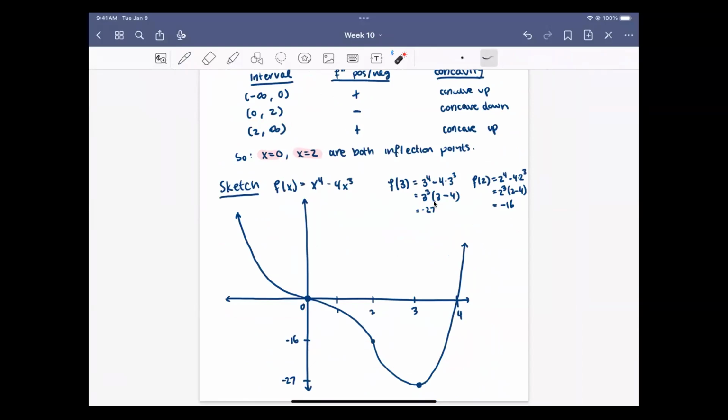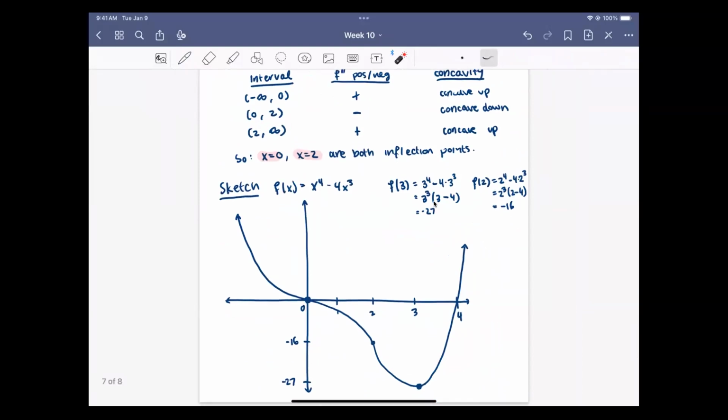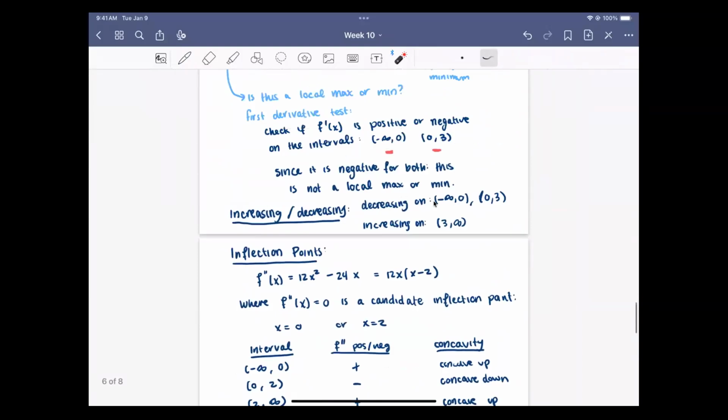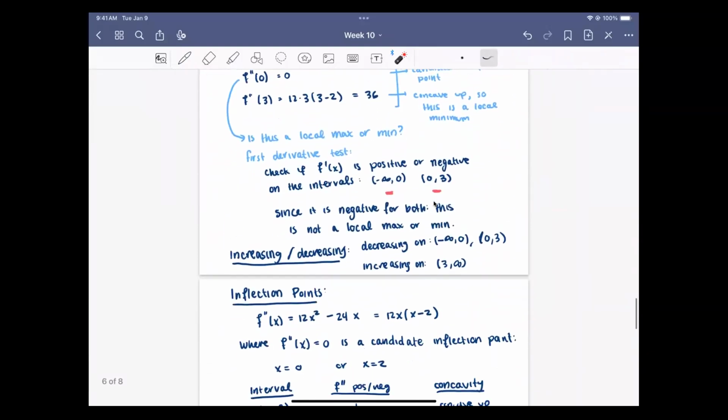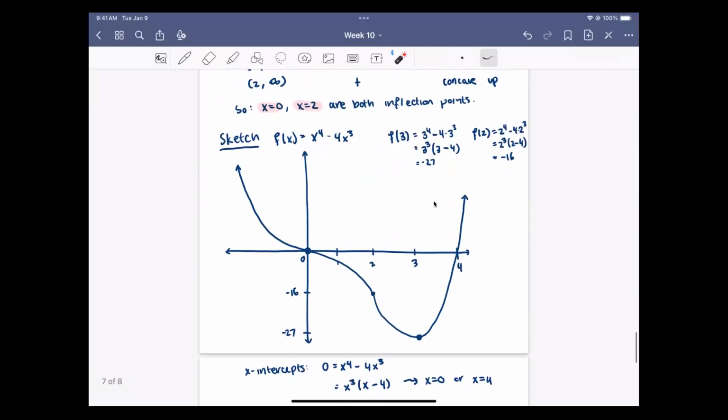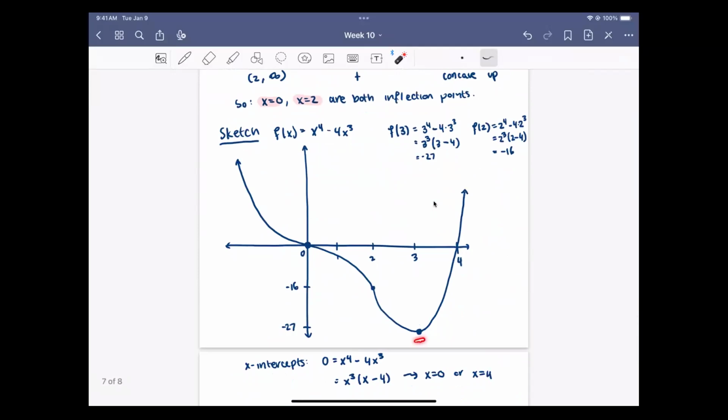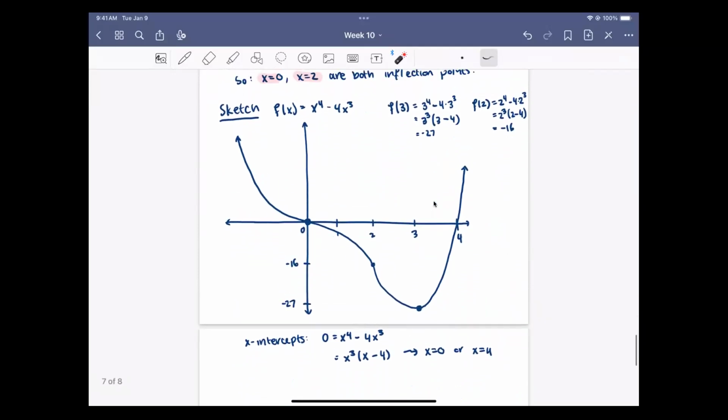And then as far as increasing, decreasing, it looks like our picture is decreasing until x equals 3, and then it's increasing after that. Let's just see what we had. Yeah, so we had decreasing from negative infinity to 3, and then increasing from 3 to infinity. And we have that one local min there. Okay, are there questions about this?